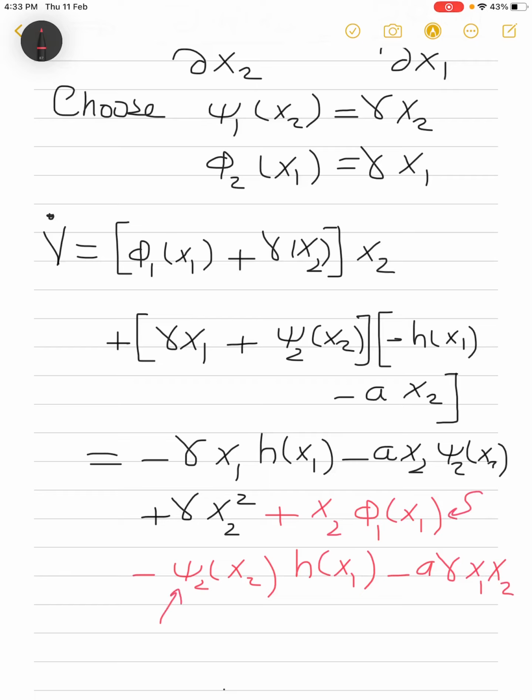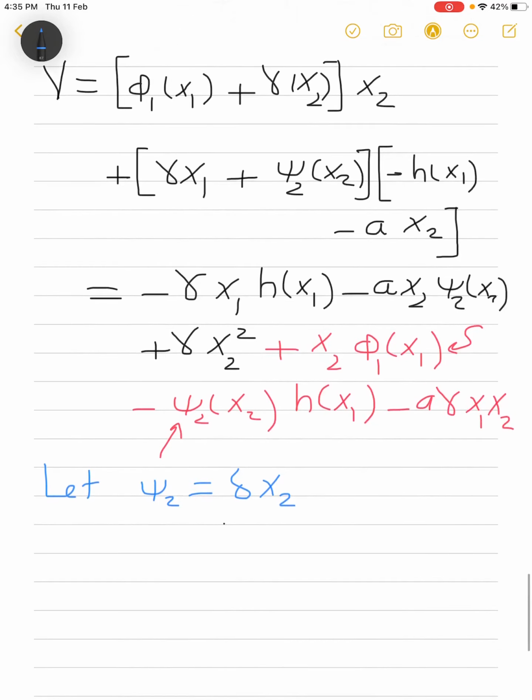Now what I'm going to do, I'm going to select phi 1 and psi 2 such that I can get rid of the cross terms. So let me select psi 2 to be delta times x2 and phi 1 to be delta h of x1 plus a gamma x1, and see what will happen.